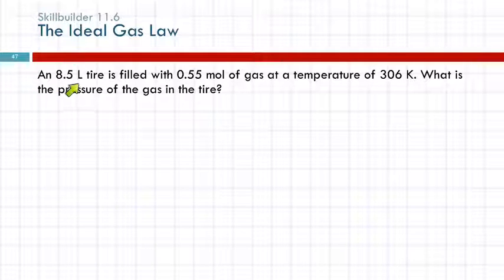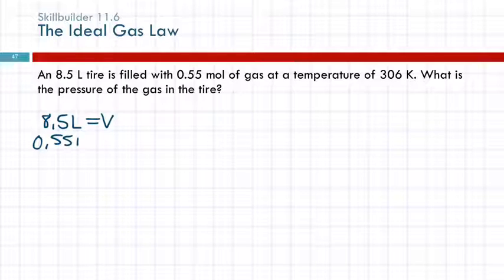So we have one volume, we have one moles, we have one Kelvin. Charles' law, Boyle's law, Avogadro's law, there'd be like two temperatures or two volumes, right? Here there's just one of each. So you can make a table, or you can say, oh, well, I recognize that this is the ideal gas law, so I'm just going to write down what these things are. 8.5 liters, that's equal to the volume. And 0.55 moles, that's n, and the temperature is 306 Kelvin, so that's T.